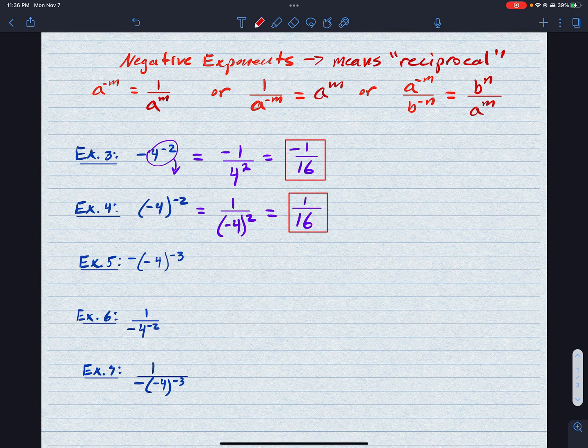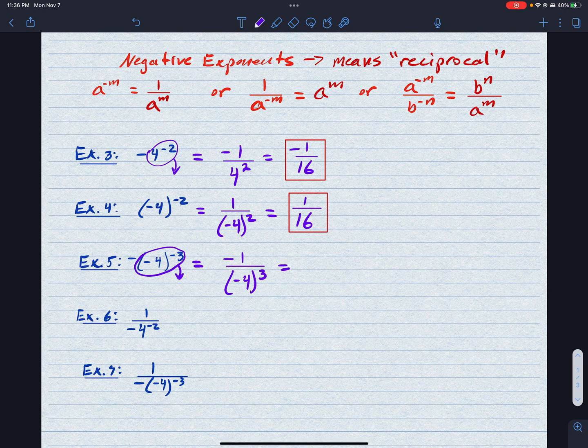All right, let's go again. In this case, we're cubing it. We have a negative in front, we have a negative inside, and it's raised to a negative 3 power. Well, the negative 4 is raised to a negative exponent, so it gets the shift. This negative hanging out in front is not raised to the exponent. It stays put. So we have negative 1 over negative 4 to the positive 3.